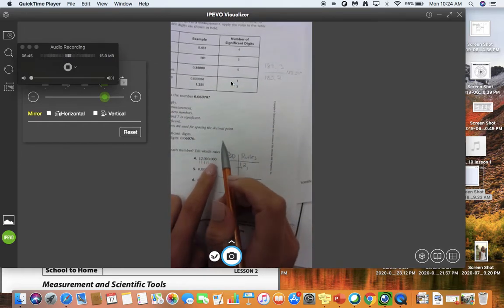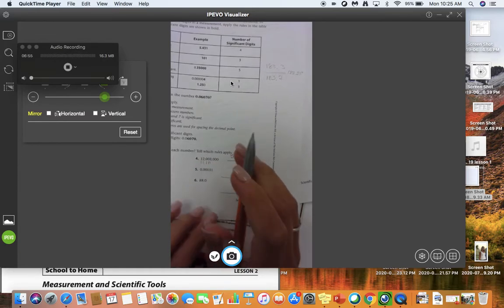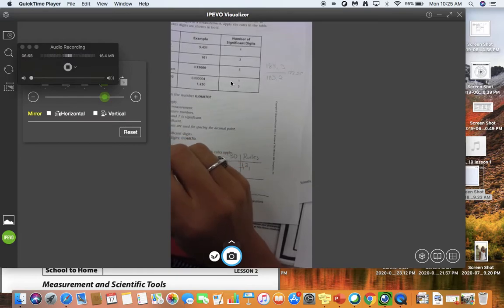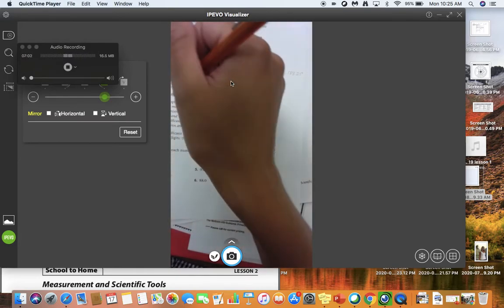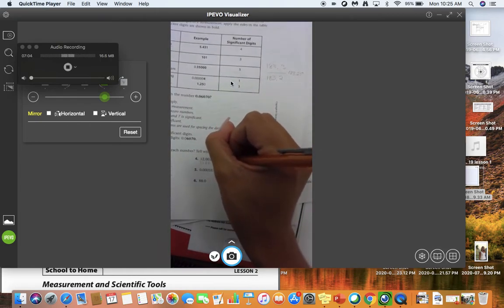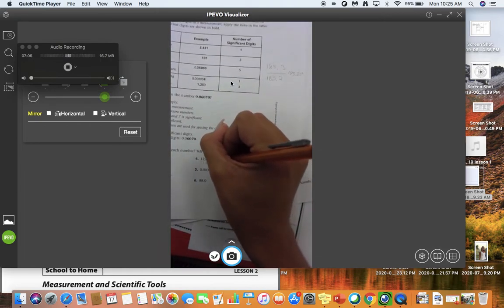Okay, let's look at number 3. Final zeros used after the decimal point are significant. This is where a lot of people make a mistake. That is not a decimal point. That is a comma. Okay, so I'm not using rule 3. Even though these are final zeros, there's no decimal point. Okay, we're not done. Rule 4, zeros used only for spacing the decimal point are not significant.